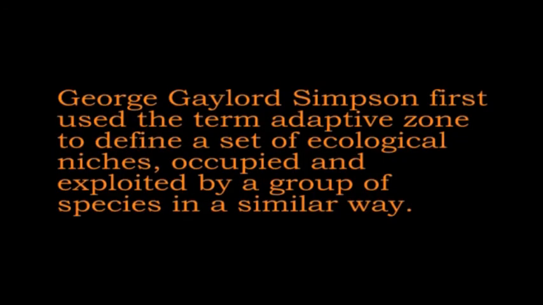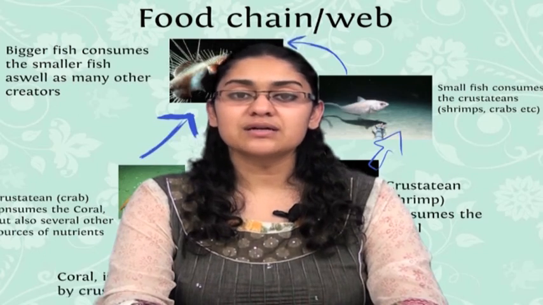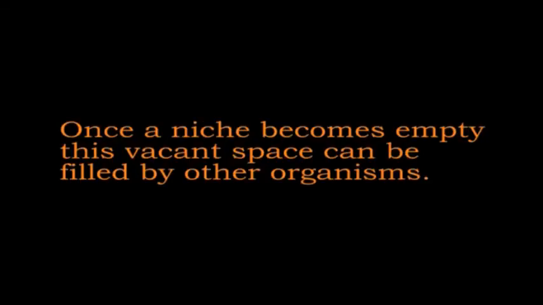George Gaylord Simpson first used the term adaptive zone to define a set of ecological niches occupied and exploited by a group of species in a similar way. The difference between Hutchinson and Grinnell is very subtle. Different species cannot share the same niche but can share a particular mode of life. Once a niche becomes empty, this vacant space can be filled by other organisms.